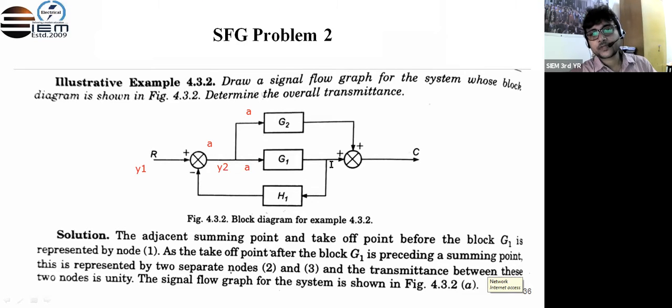Now you see, whatever the value which is coming out after g1, suppose I am considering this value is b. And this value is a into g2, so a into g2 is coming out. Suppose the value is d, I am considering this is d, that means d equals b plus a g2.